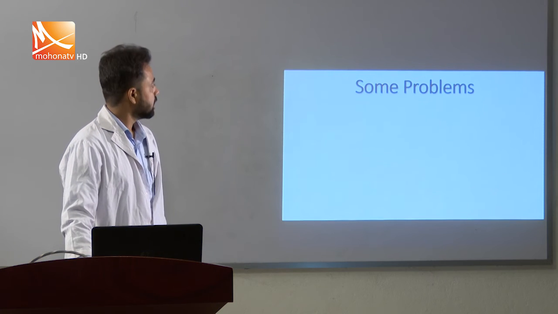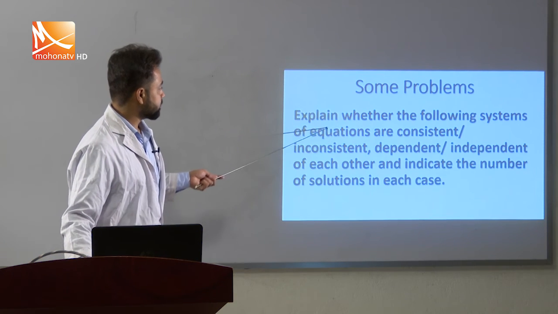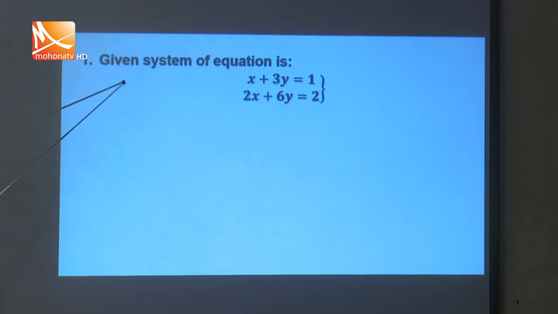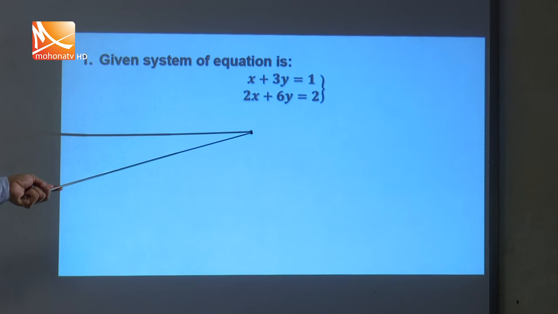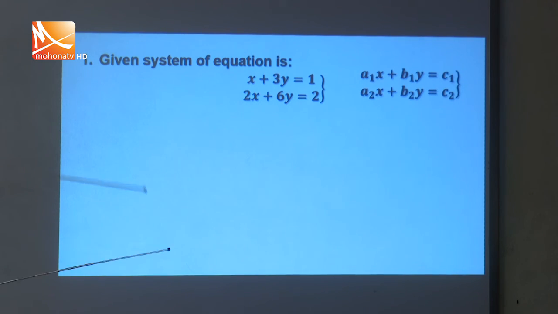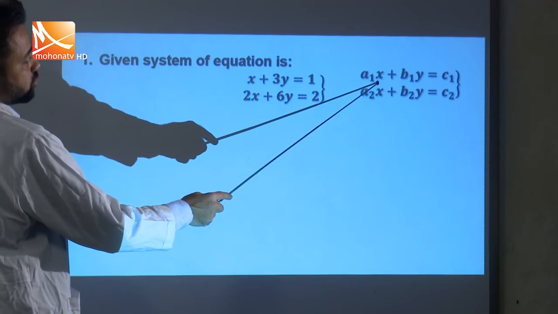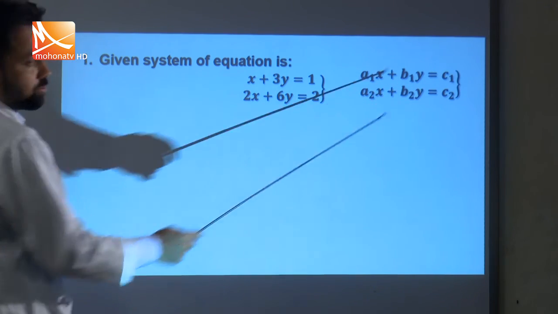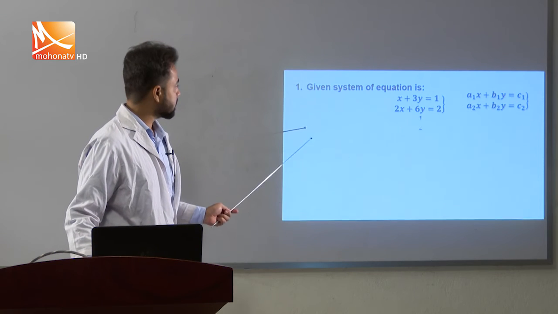So, students, some problems for you. Explain whether the following systems of equations are consistent, inconsistent, dependent or independent of each other, and indicate the number of solutions in each case. Let us see our today's problems. Problem number 1, given this system of equations. We can compare this system of equations with a1x plus b1y equals c1 and a2x plus b2y equals c2.